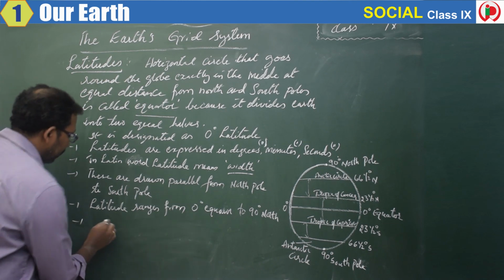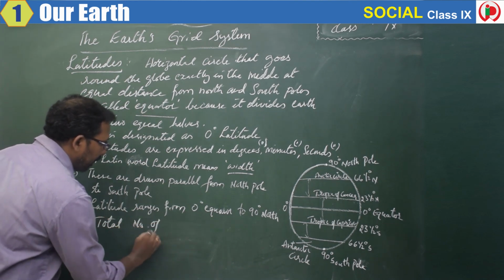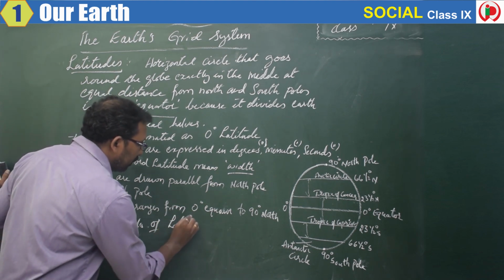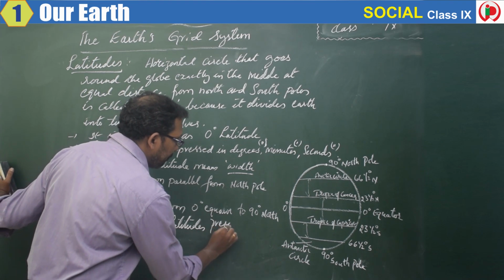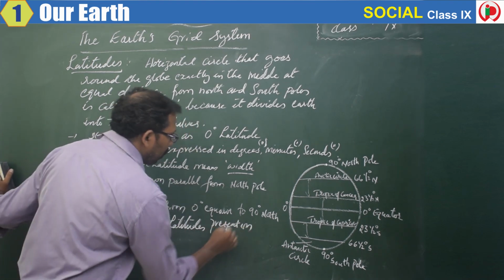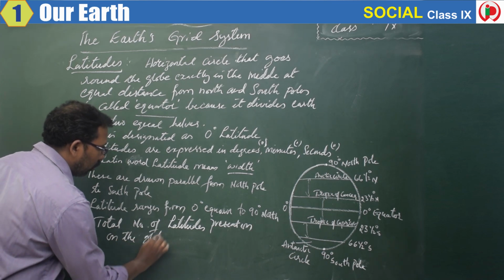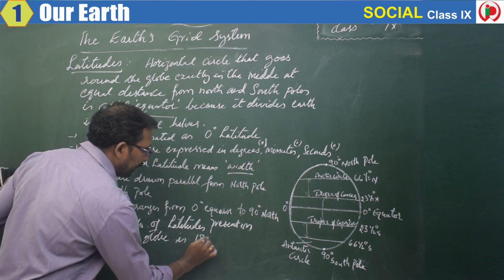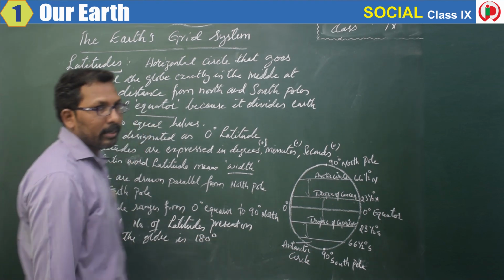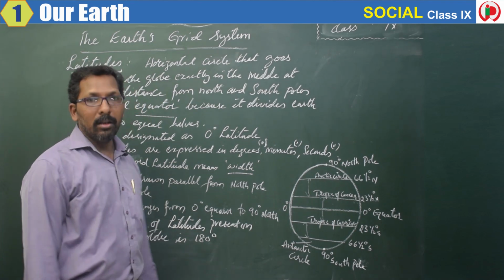So the total number of latitudes present on the globe is 180 degrees. So this is what it is about latitude.